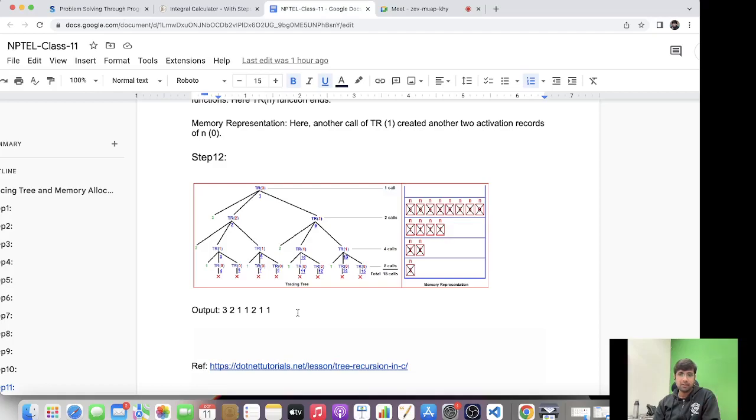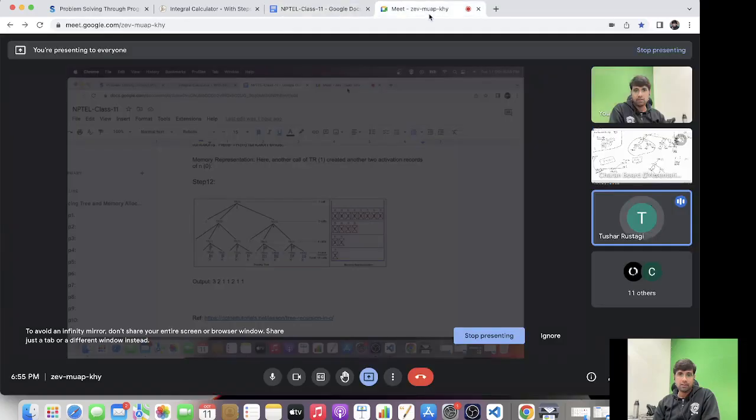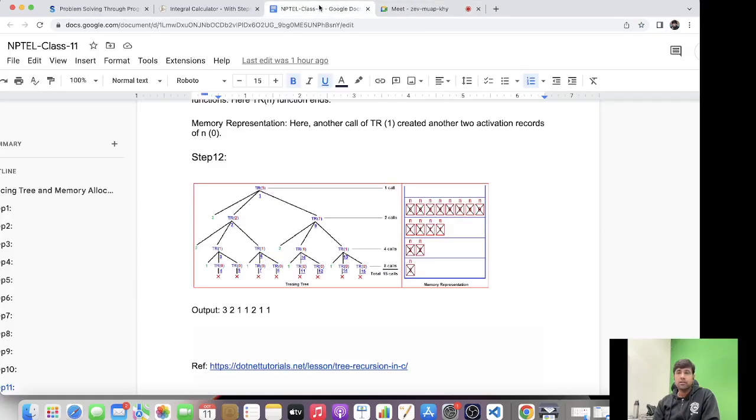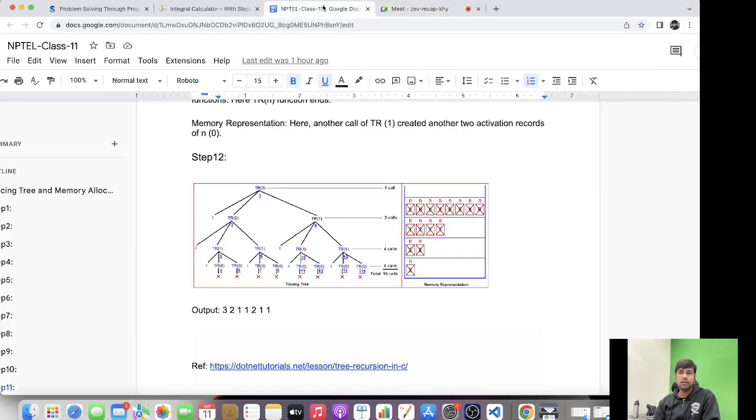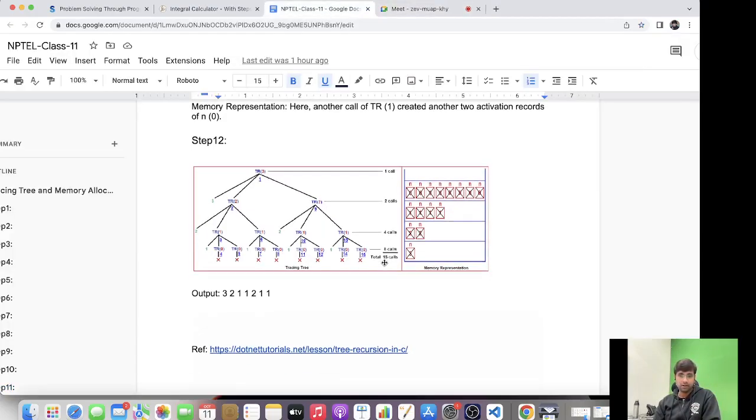Sir, will the tree data structure come in the exam? No, it will not come. I am just explaining so you understand what happens if you have a recursion multiple times in the program. Got it?